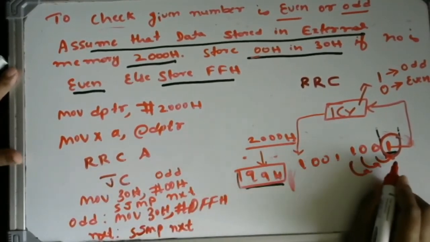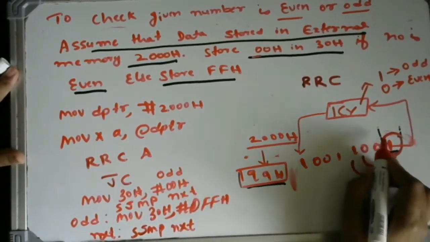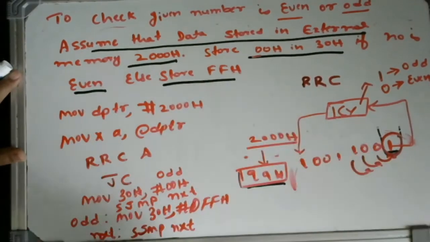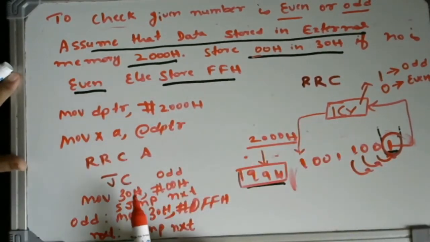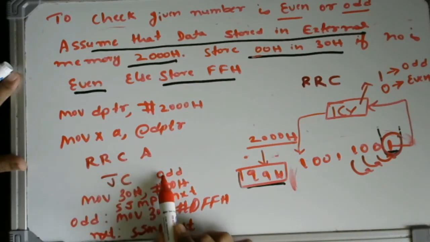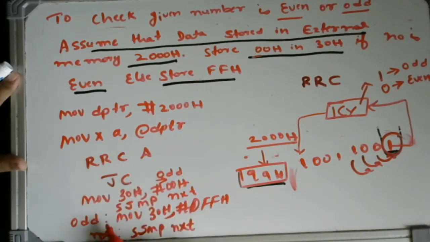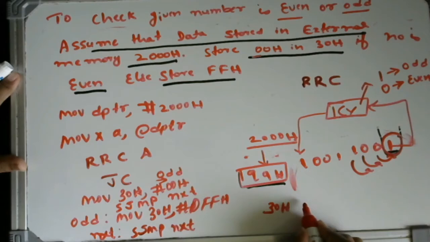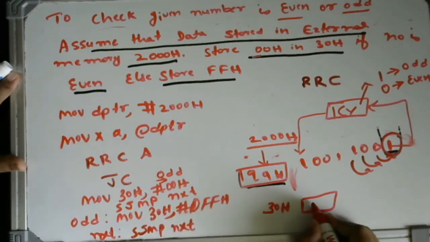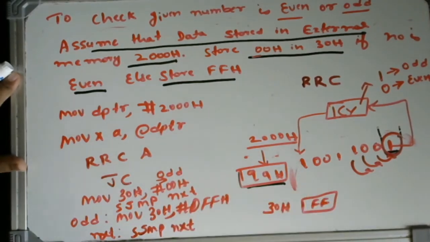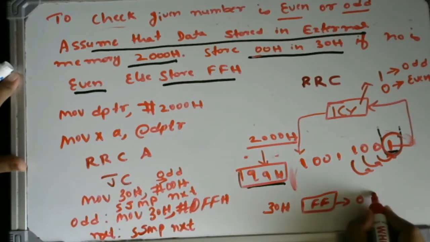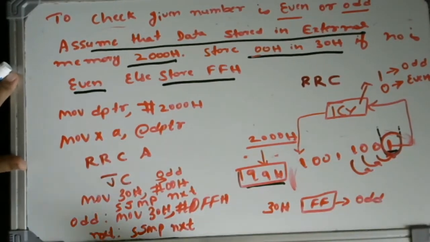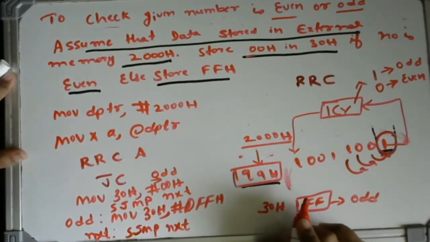So now for the particular case, for 99H, the carry flag is 1. So when this instruction is executed, the control goes to the address odd. In this it moves FFH to 30H. Means after the execution, the internal memory location 30H will have the data FFH, to indicate the number is odd. Okay, so now we'll see this example with the help of the Keil compiler.